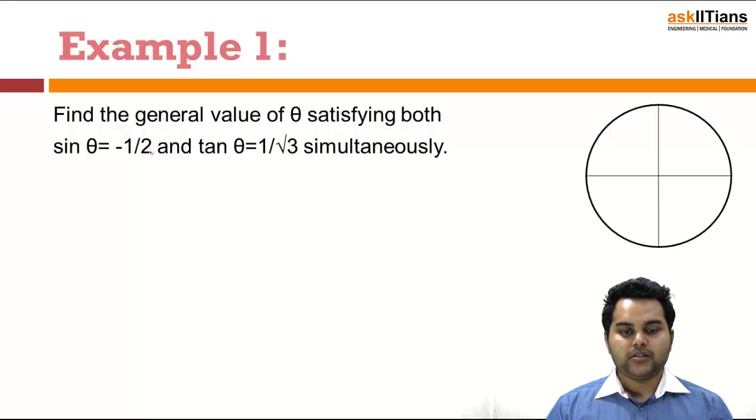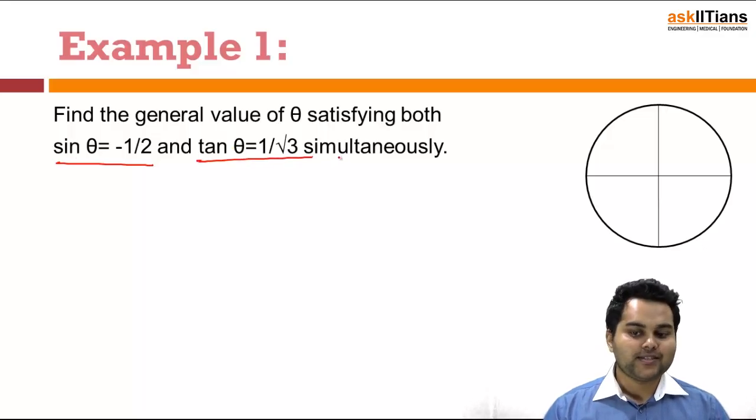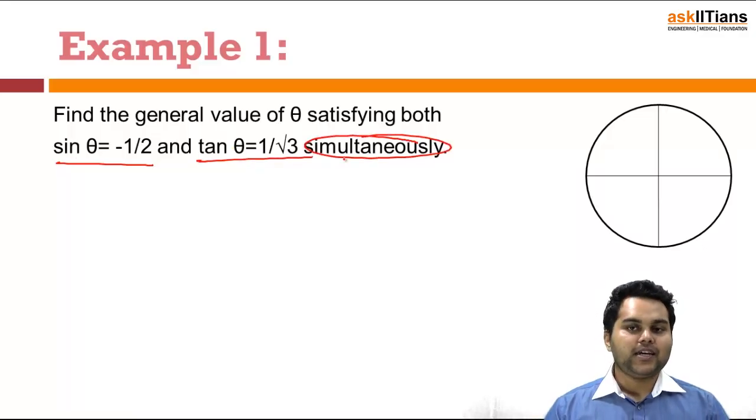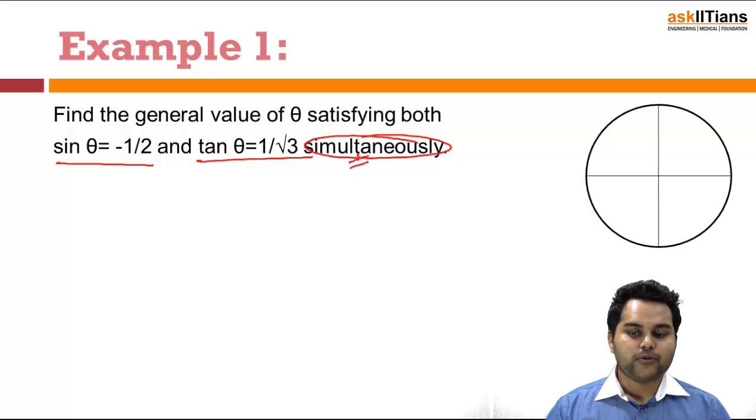The first example is that we have to find a general value of theta satisfying both the equations sin theta is equal to minus 1 by 2 and tan theta is equal to 1 by root 3 simultaneously. So the key point is here that we have to solve the equations simultaneously. We have already learned the formula for equations when we have to deal with equations simultaneously. We'll just see what we can do in this question.